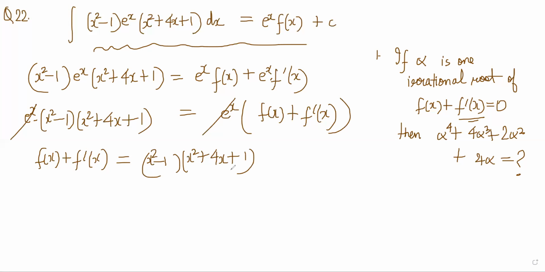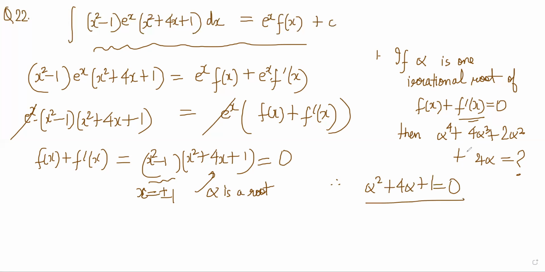Correct. So therefore, alpha is an irrational root of this equation. So this has roots x is equal to plus minus 1. So alpha must be a root of this. Alpha is a root here. So therefore, you should have alpha square plus 4 alpha plus 1 is equal to 0. And now what we can do here is in this expression, we can take alpha square common, and you have alpha square plus 4 alpha plus 2 plus 4 alpha, right? So this will become alpha square plus 4 alpha plus 1 is 0.